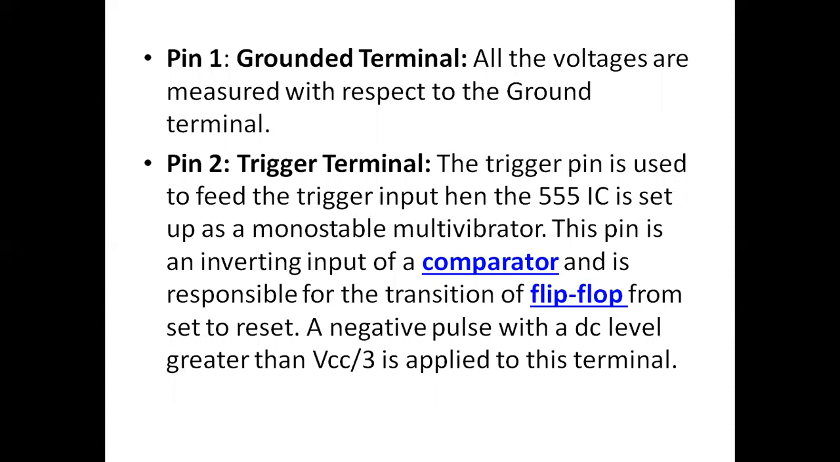So normally the trigger input pin is used to give some trigger signal, trigger input to the IC 555. Normally in monostable multivibrator, this pin is used to give the trigger input pulse. So this pin is the inverting input of the comparator and is responsible for performing the transition of the flip-flop, that means for reset and set purpose of the flip-flop. And the negative pulse with DC signal greater than VCC by 3 is applied to this terminal. So it is a trigger input which we are applying to the IC 555.